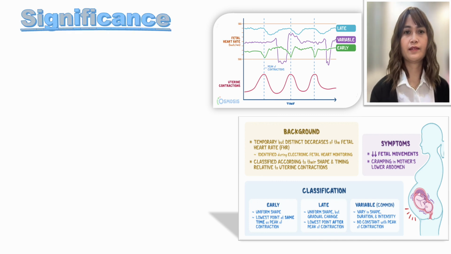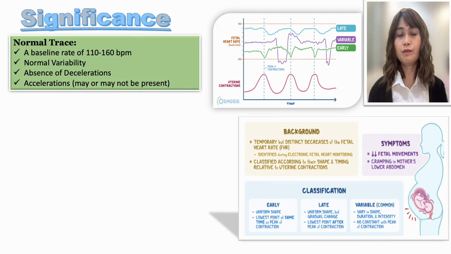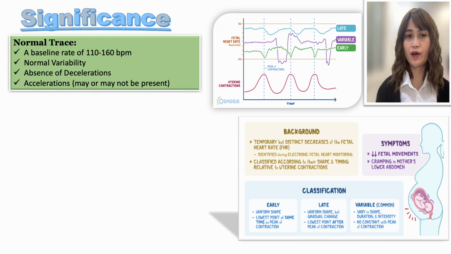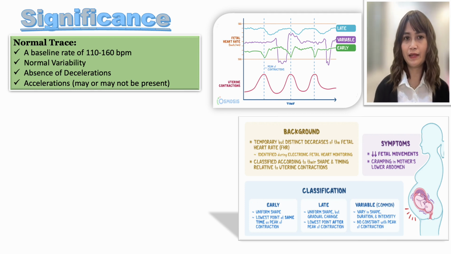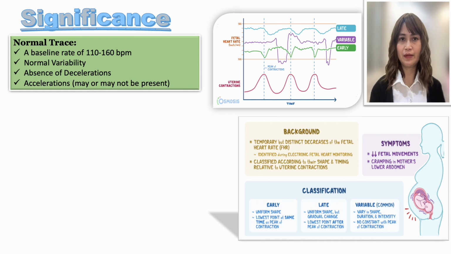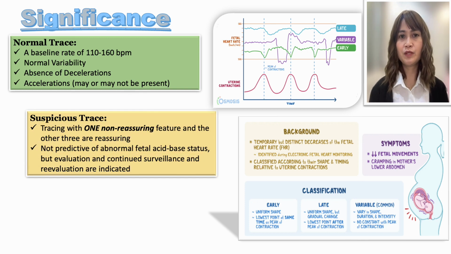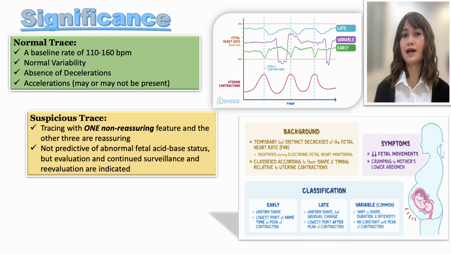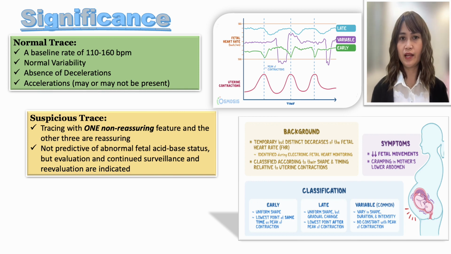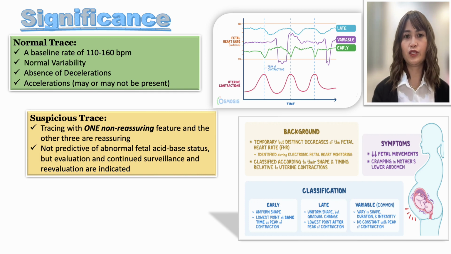For the significance, we can say that it's a normal trace when it has a baseline rate of 110 to 160 beats per minute. It has a normal variability, the absence of decelerations, and accelerations may or may not be present. We can say that it's a suspicious trace when the tracing is with one non-reassuring feature and the other 3 are reassuring. It's also not predictive of abnormal fetal acid-base status, but evaluation and continued surveillance and re-evaluation are indicated.